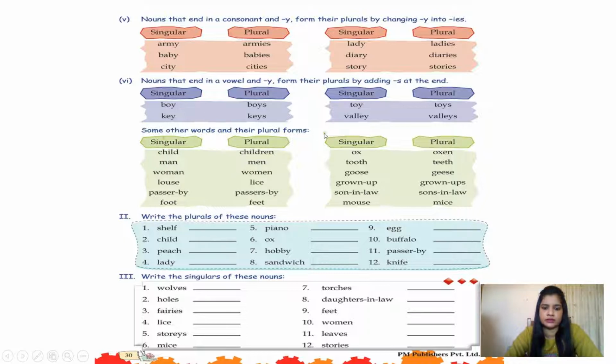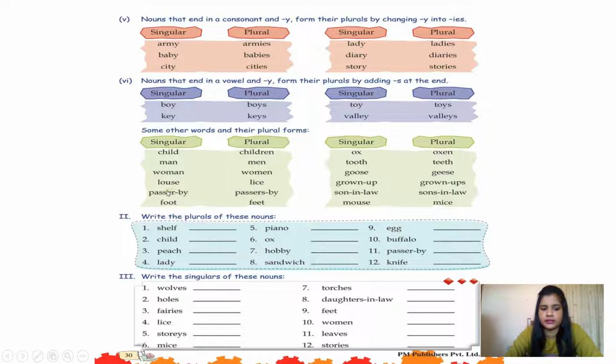Some other words and their plural forms. Children, these are irregular. We don't need to put s or es like this. Child, children; man, men; woman, women; louse, lice; passerby, passers-by; foot, feet.